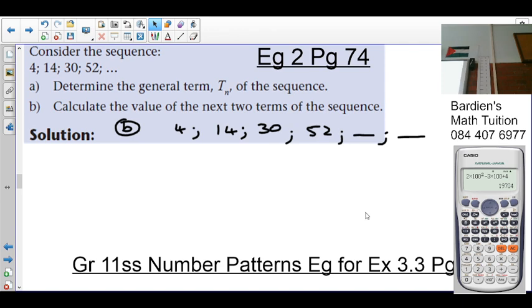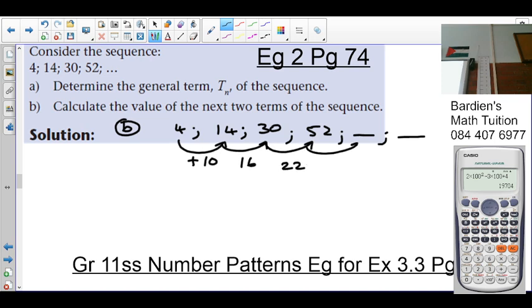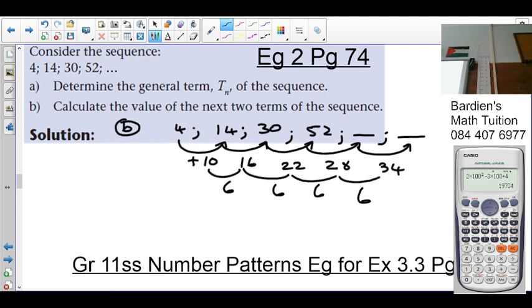Okay, so how do I move from one term to the next? I added 10, then 16, then 22, then 28, then 34. So I'm actually adding 6, not so? So 52 plus 28 is 80. Is that correct? Okay. And 80 plus 34 is going to be 114. I'm getting 114. Is that correct? Yes, sir.